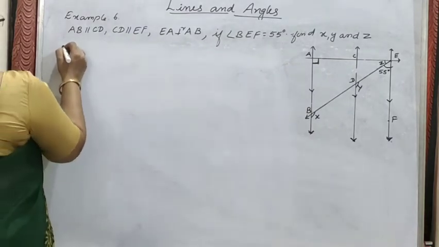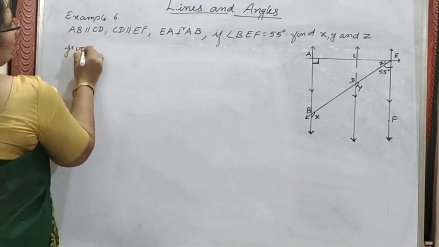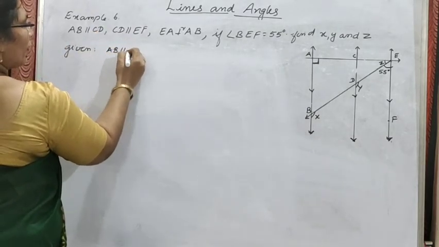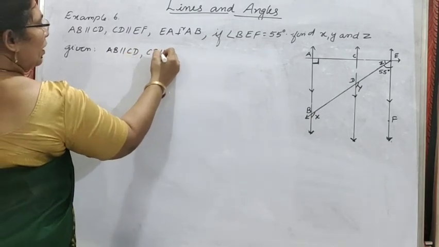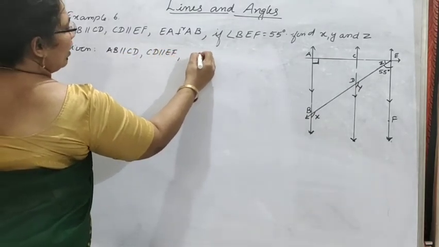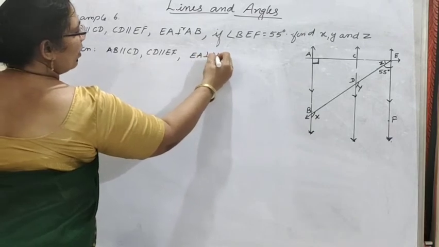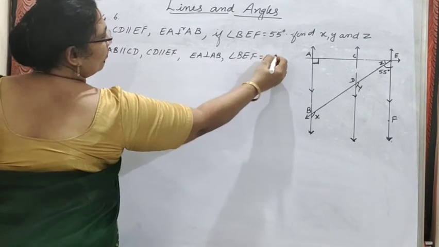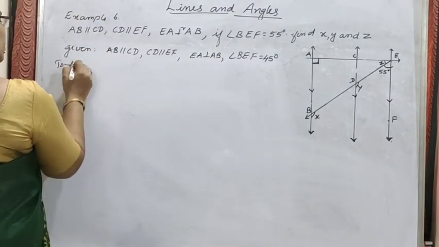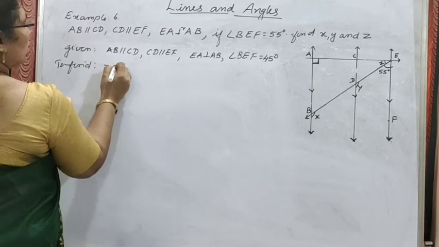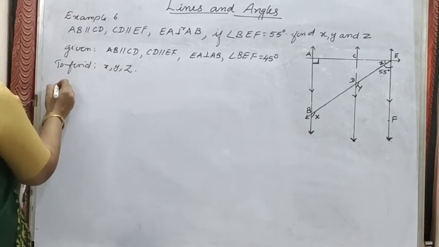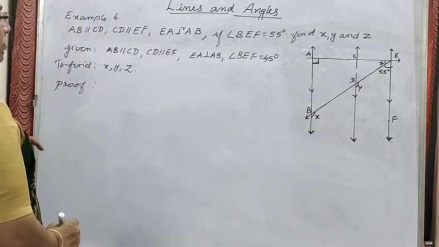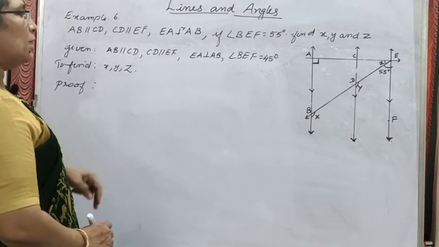Now listen. What is given in this question? AB parallel to CD, CD parallel to EF, EA perpendicular to AB, and also angle BEF equal to 55 degrees. To find X, Y, Z. Proof. No construction here, the diagram is directly given. Now we have to think how to calculate X, Y, Z. Let me see that one.